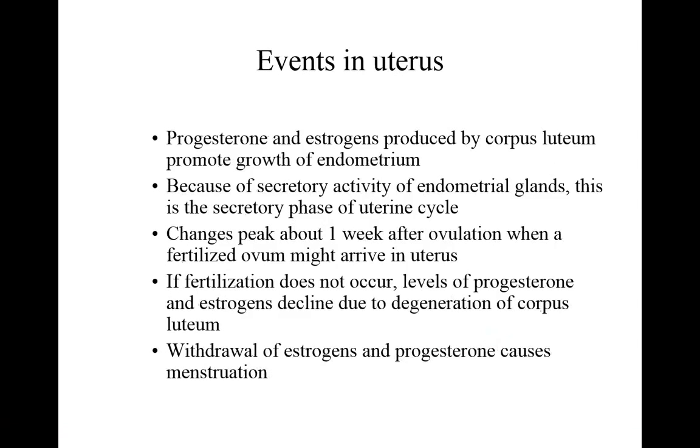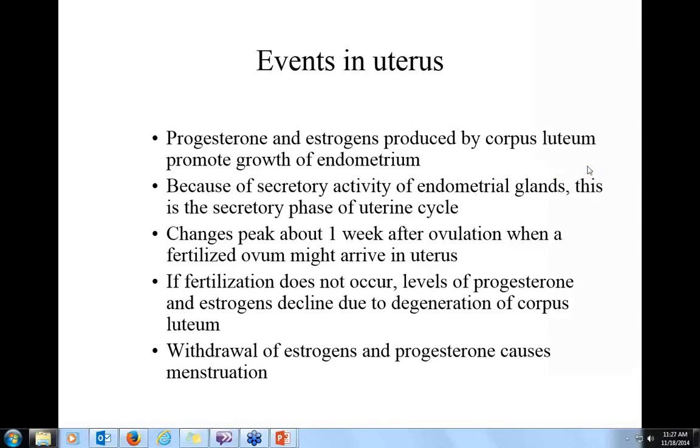Now, in the post-ovulatory phase, we also have uterine events. So we do get a thickening. The endometrium continues to thicken. It's also called the secretory phase of the uterine cycle because glandular activity is at its peak. And the peak occurs about 1 week after ovulation because this is when the fertilized ovum might arrive in the uterus.